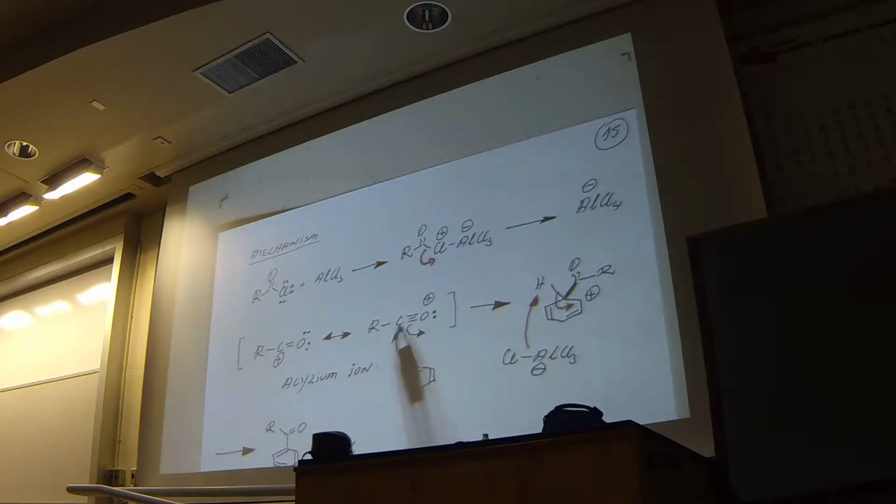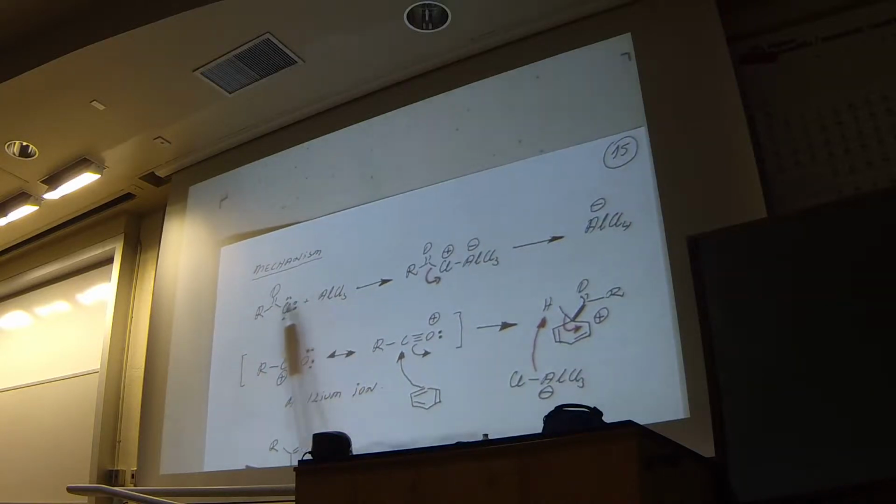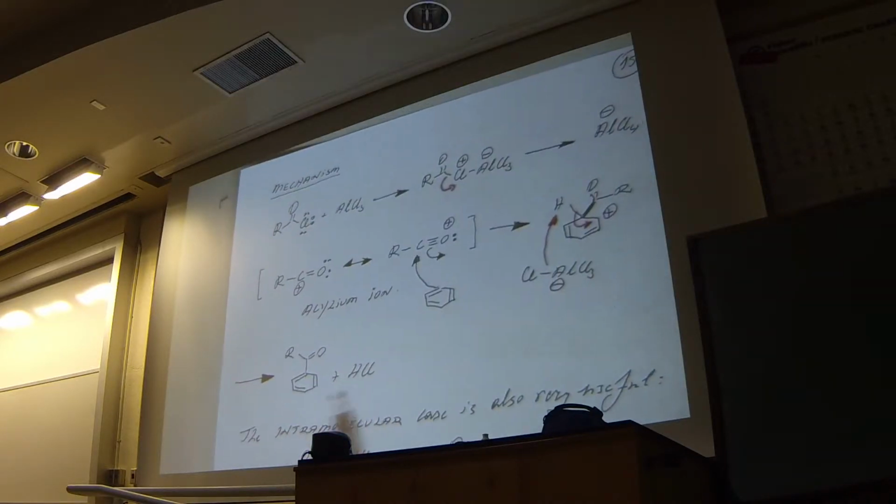So this is a very, very powerful electrophile, and it reacts with the benzene ring. I've shown all the steps. You form that intermediate, you lose a proton, and you end up with the ketone as your product. So let's go back to this. So you form the ketone.